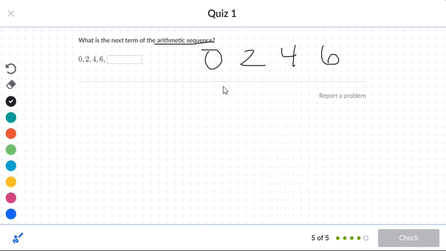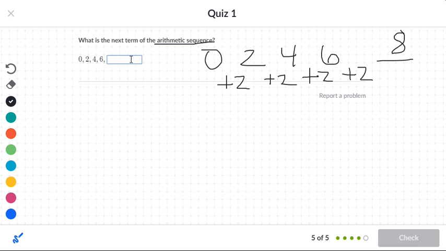So to go from 0 to 2, that's a positive 2. To go from 2 to 4, that's a positive 2. To go from 4 to 6, positive 2. Now this is the next number, the unknown number. 6 plus 2 is 8. So 8 should be the missing number here.